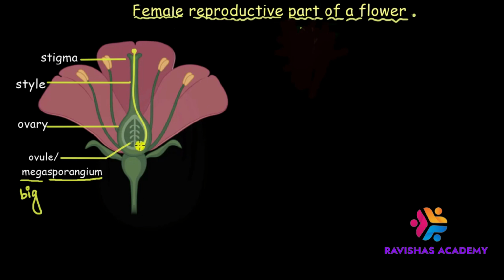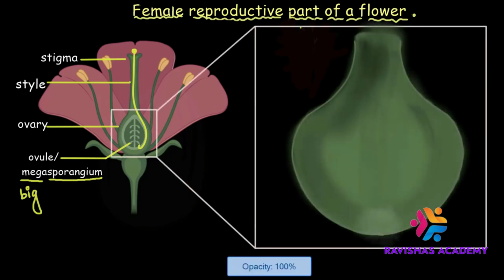Now, to understand fertilization better and to understand where exactly the fusion between the pollen tube and the ovule is taking place, we need to understand the structure of the ovule in detail, right? So let us now zoom in to the ovary, and we will look into just one of the ovules.